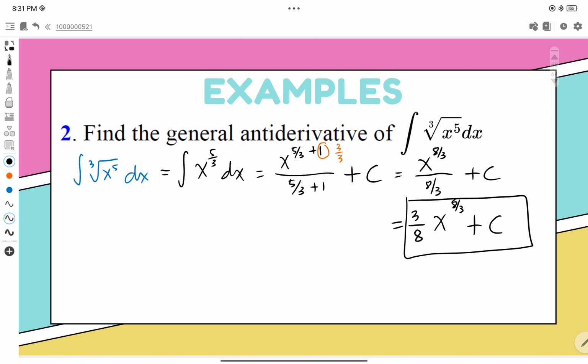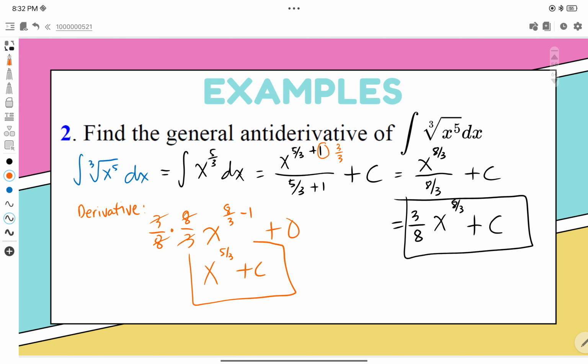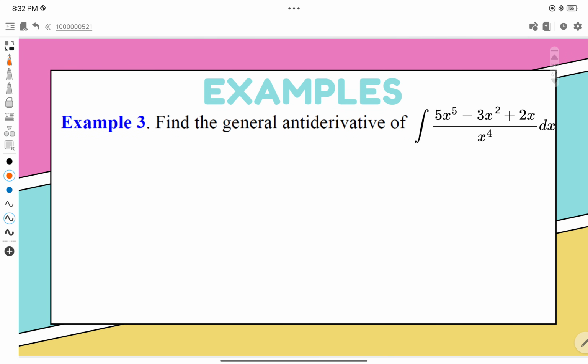Now, checking our answer, we can find the derivative of our antiderivative. So, copy the constant, bring down the exponent, copy the base, then minus 1, plus 0 for the constant. So, the 3/8 and 8/3 will cancel out. I am left with x to the 8/3 minus 1, or minus 3 over 3. That's x to the 5/3. The derivative of c is 0, sorry. So, as you can see, the derivative is exactly the integrand. So, we are sure that our answer is correct. Okay, another one.